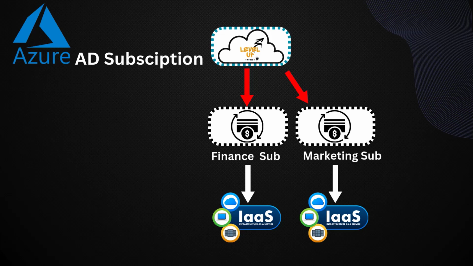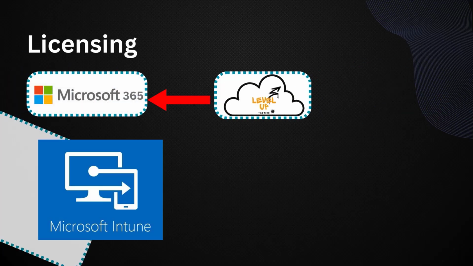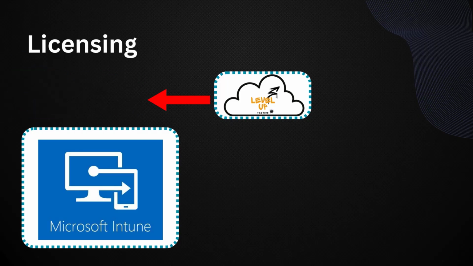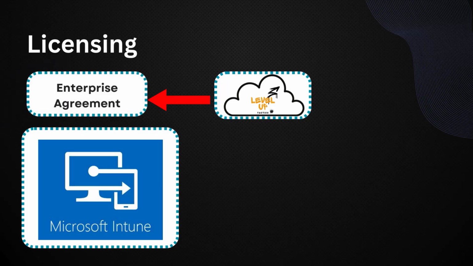For licensing Microsoft 365 services like Office 365 and Intune, an Azure subscription is not required. These services can be paid for directly through Microsoft via a cloud service provider or through an enterprise agreement. To use these services, you need an Azure AD tenant and the necessary licenses, not an Azure subscription.